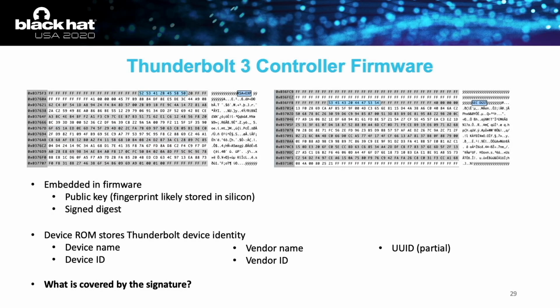Now, to answer the first question, yes, there's a signature, there's a public key and signed digest. Changing the public key doesn't really work, so probably the fingerprint is embedded somewhere in silicon. But still, it would be interesting to find out what we can change without breaking the signature. So, what is covered by the signature?